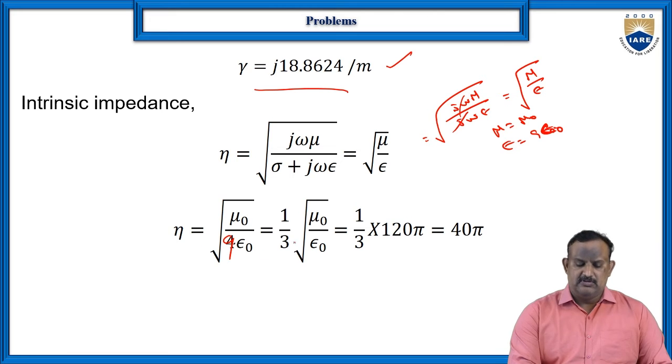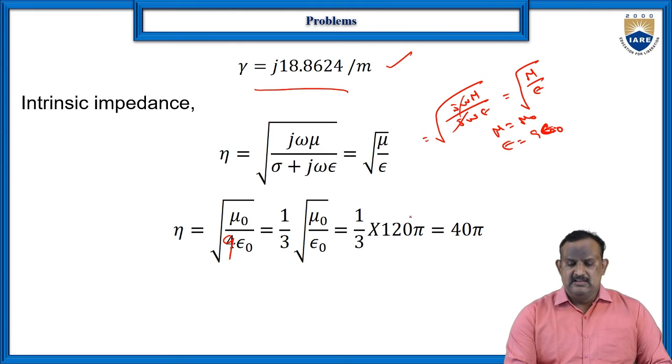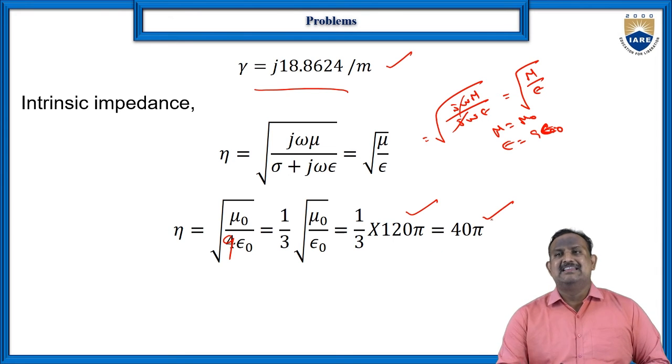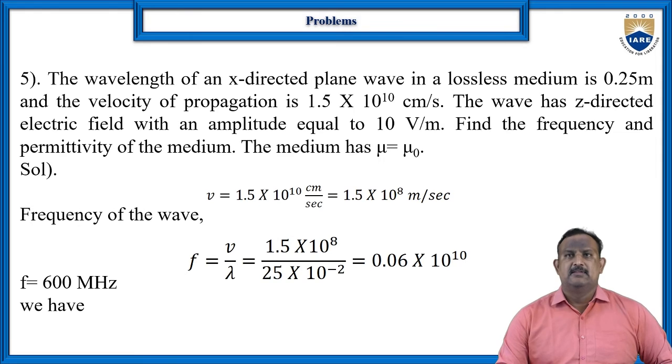So 1 by 3, take outside 1 by 3 into root mu naught by epsilon naught. Root of mu naught by epsilon naught is nothing but the characteristic impedance eta. Therefore, 1 by 3 into 120 pi. So therefore, 40 pi is the intrinsic impedance of the given problem.